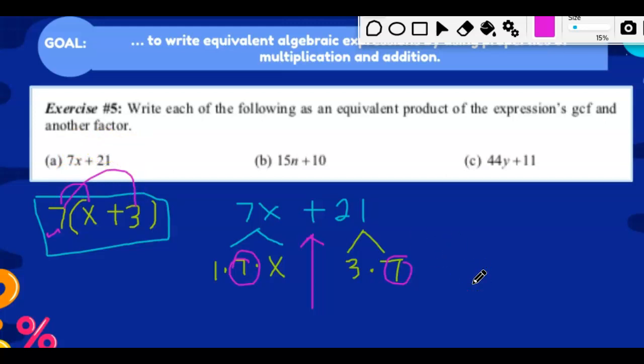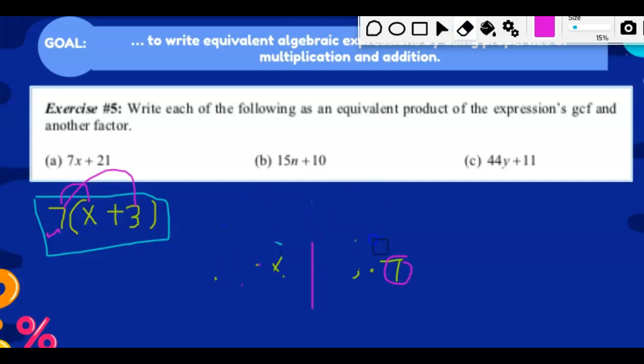Did I make it clear? Yes. Alright, let's go to the next one. Are we doing letter B? Yeah, letter B right now. Let me erase this one.